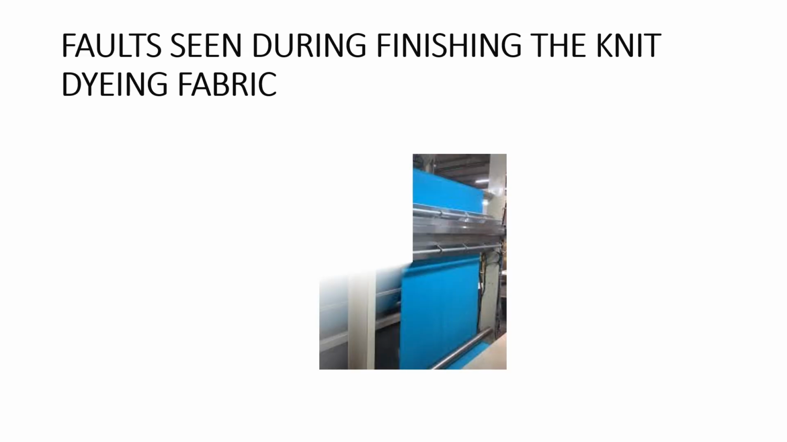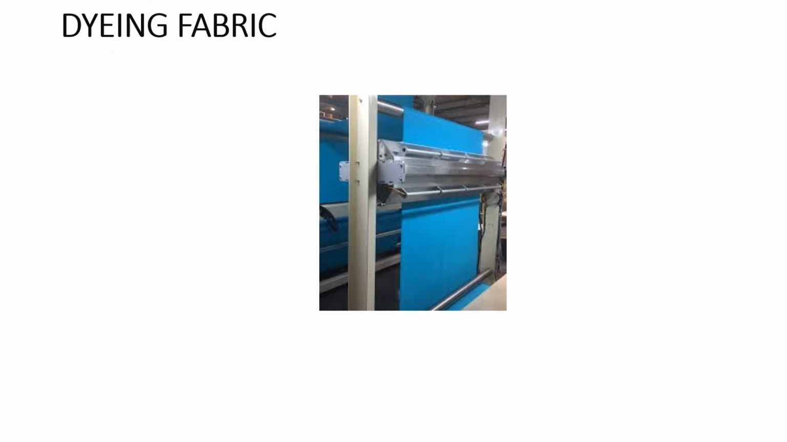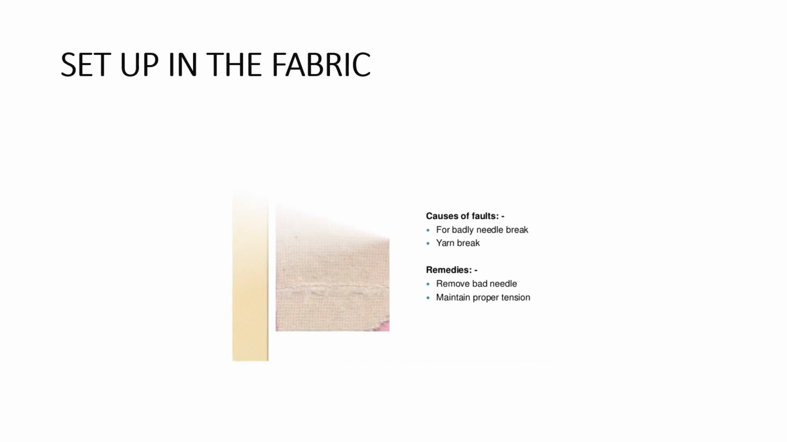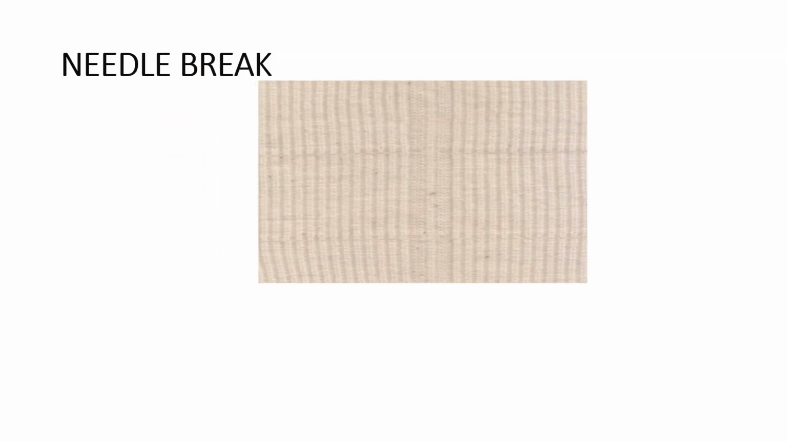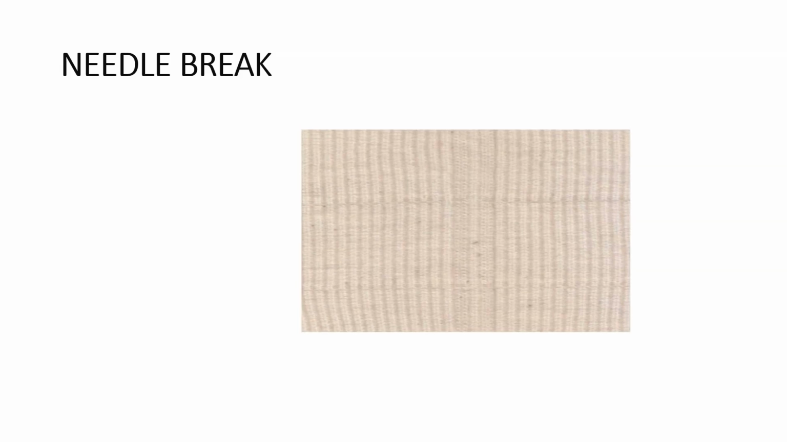Now there are faults during finishing operations in the knitted fabric. Yarn dust is another problem, due to the handling of the yarn. Set-up in the fabric is another problem. There are a lot of causes for these set-up issues, and a group of remedies is available. Loop mark is also one of the defects. Needle break always happens in the knitted fabric. So needles have to be inspected properly.